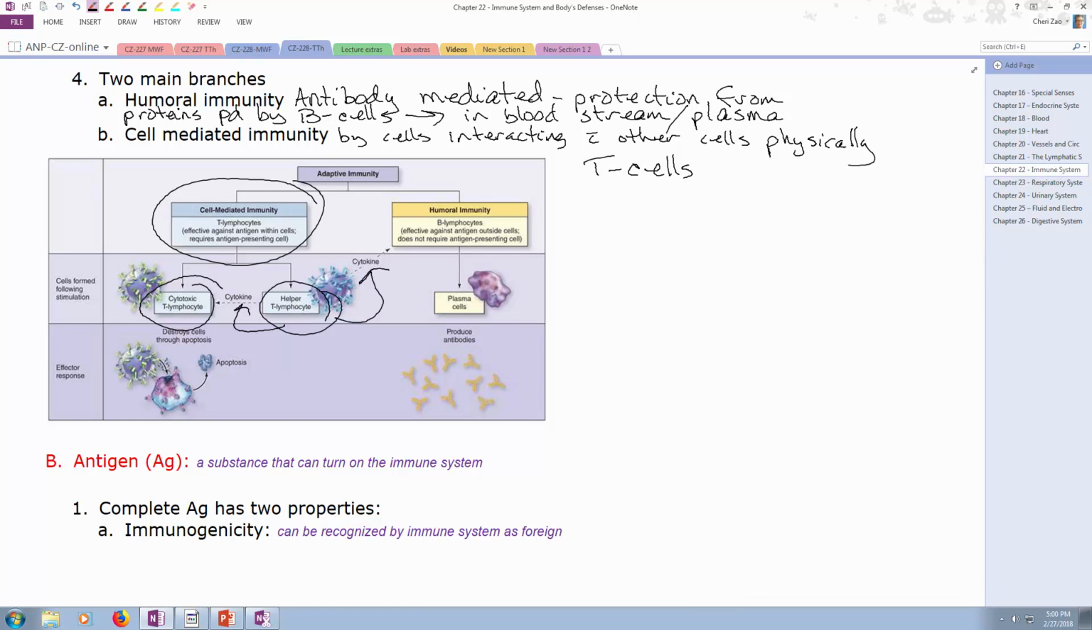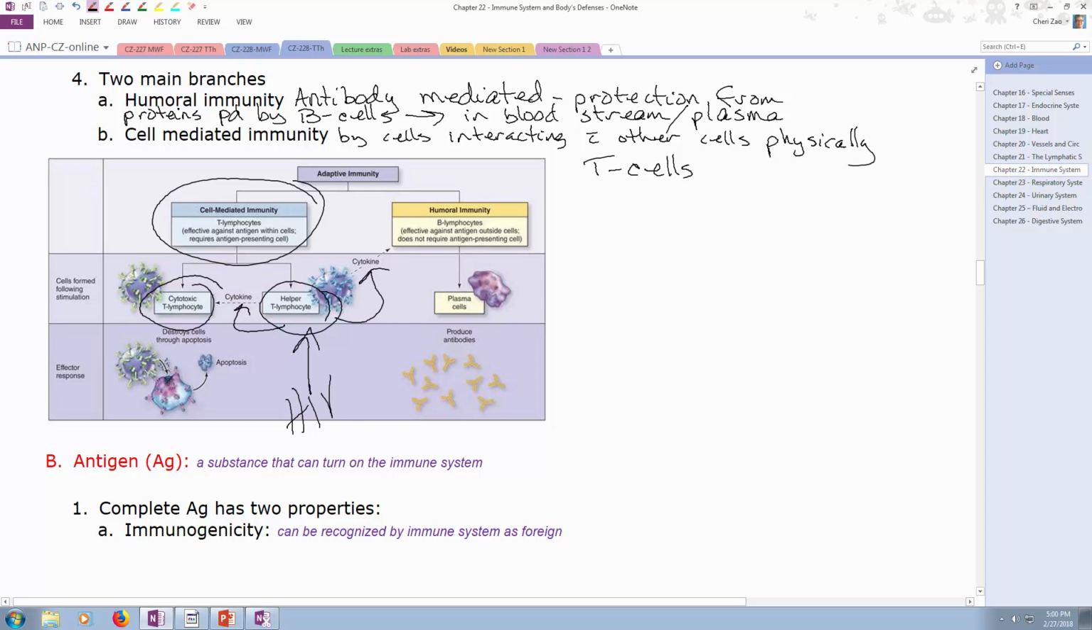Guess which cell HIV likes? HIV likes the T helper cell. And so the T helper cell is key to actually having effective cytotoxic T cells and effective B cells.